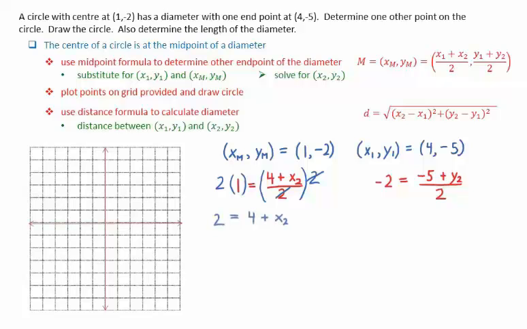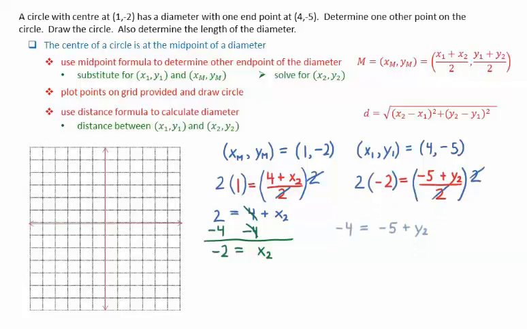This results in 2 equals 4 plus x2, and we can then subtract 4 from both sides, giving us x2 equals -2. For the y-coordinate, again, multiply both sides by 2 to remove the fraction. We then have -4 equals -5 plus y2, and we can add 5 to both sides to isolate the y2, giving us y2 equals 1. We then have the other point of the diameter as (-2, 1).